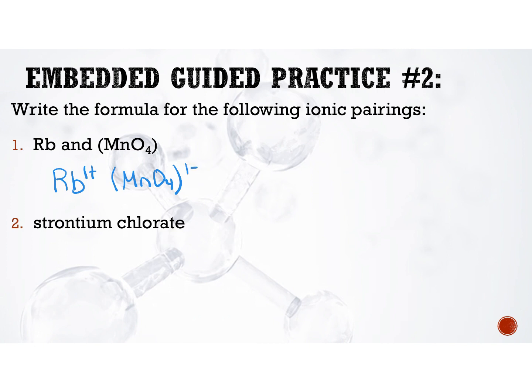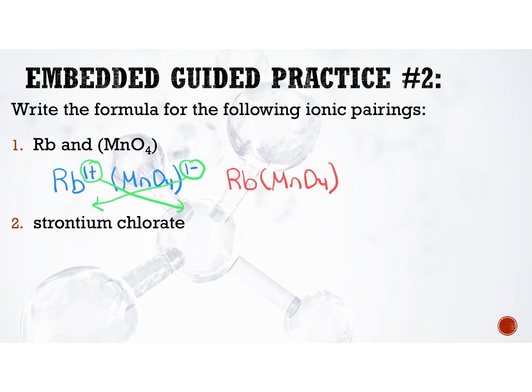We're going to crisscross the charges like we did with the previous example, and then we're going to rewrite the formula dropping ones and pluses and minus signs. So we end up with Rb, MnO4 in parentheses. So we're leaving that polyatomic in parentheses. So we have our formula for rubidium permanganate.